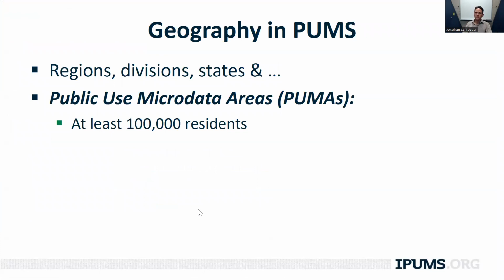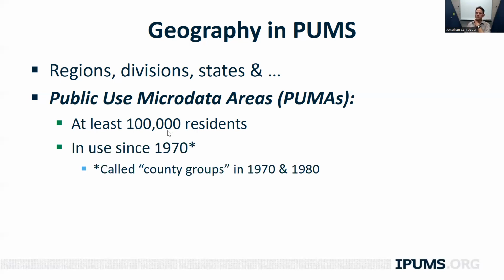The last thing I want to talk about is the limited geography that is in microdata. If you work with microdata, you can get information about region, division, and state. Below states, you can still get information, but it is all tied to this unique geographic unit called the public use microdata area, which is the only unit of geography identified in public microdata over the last 50 years or so. A public use microdata area, or PUMA, has to have at least 100,000 residents in it, so it doesn't get very small. But even with 100,000 residents, we can still identify a lot of useful geographies.